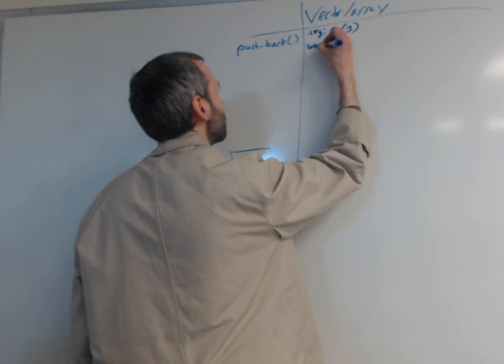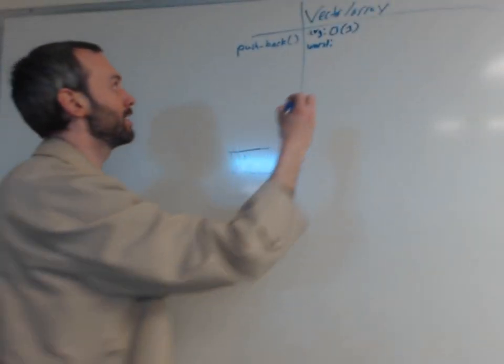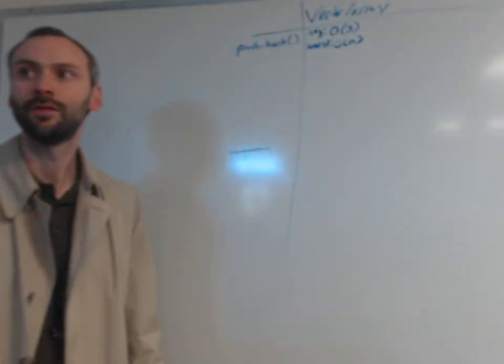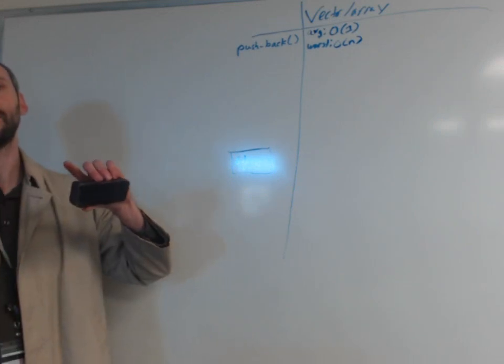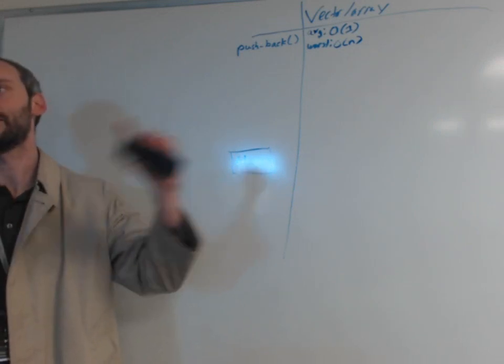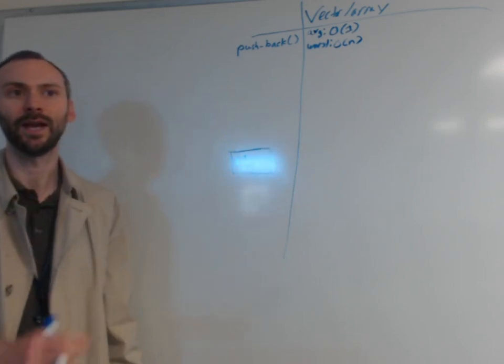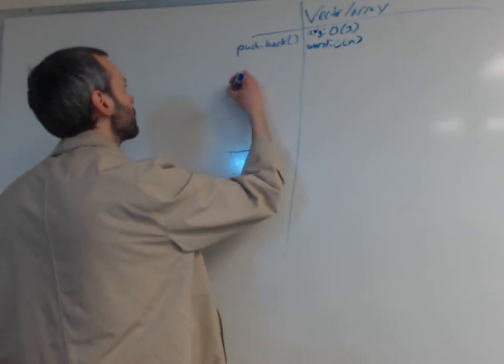What's the worst case? O of n. Why is it O of n? Because you copy all the elements into a new array that's bigger. Right, so if it ends up being that you can't just extend the array in memory, you have to create another chunk of memory and copy everything over. That's an O of n operation because you have to copy. Everyone see that? All right.